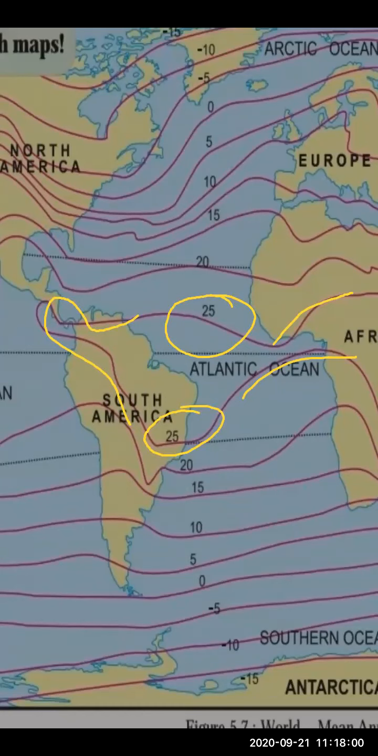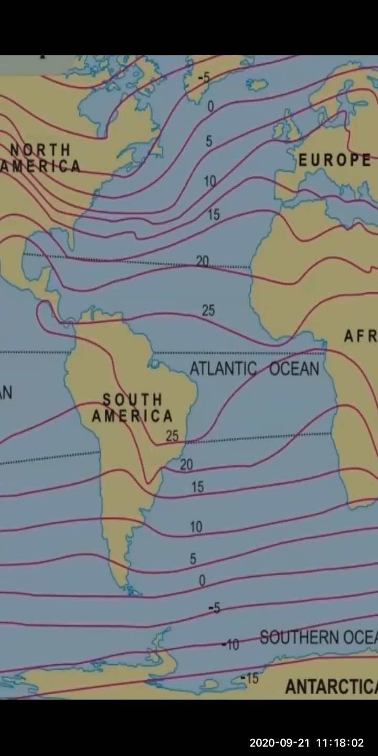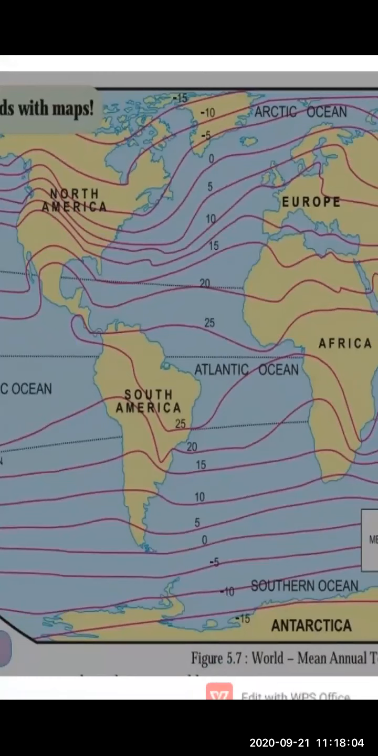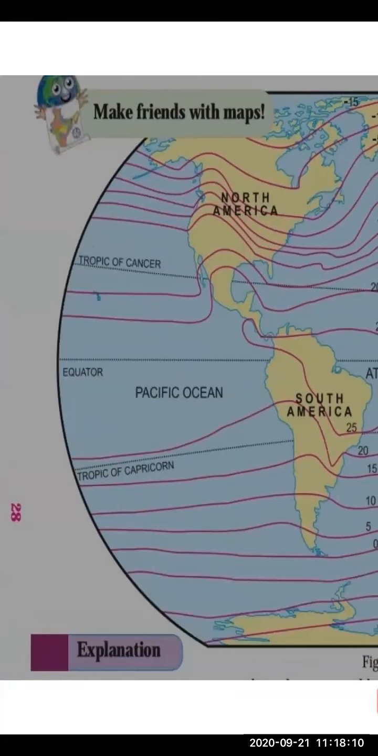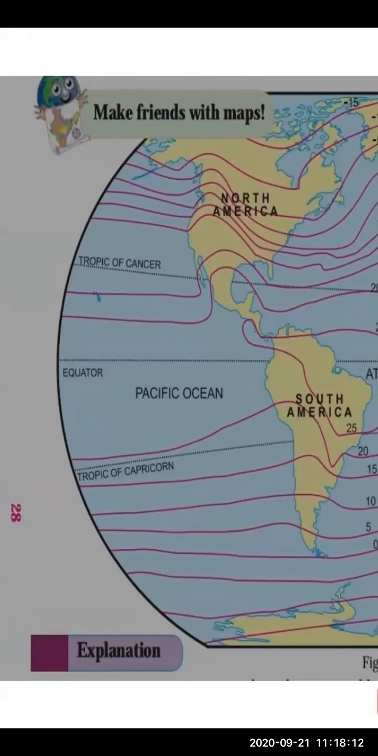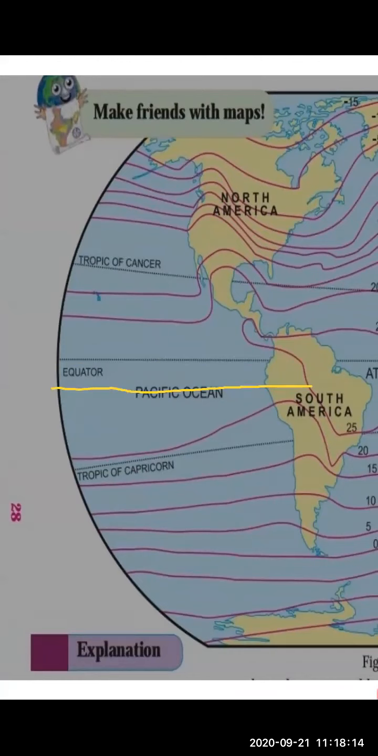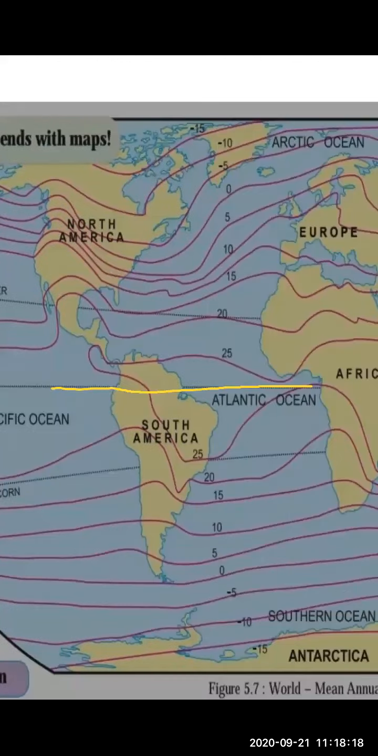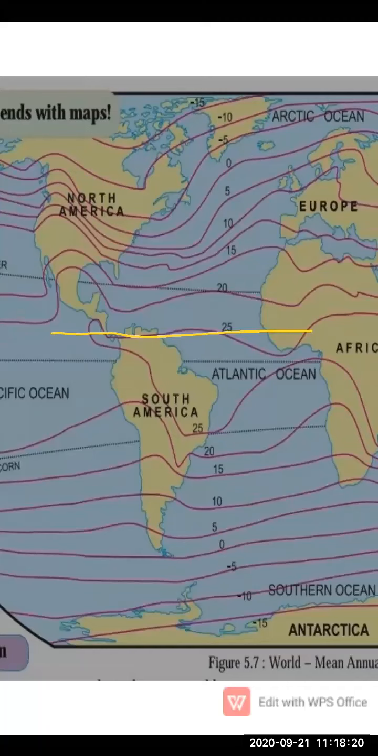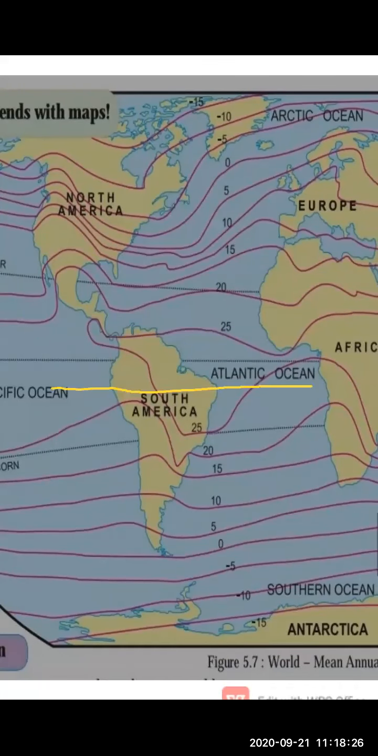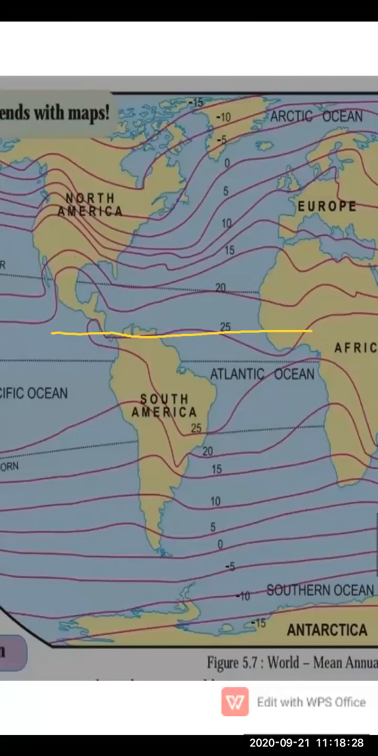Now here, children, see. This line occupies areas close to the equator. See children, this is our equator, right? So this region is the equator. So see, this line occupies the areas close to the equator. They are close to the equator.